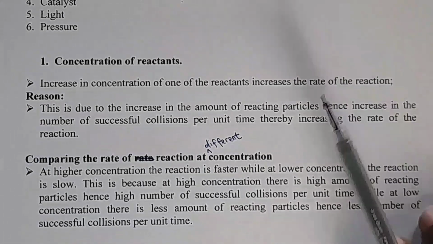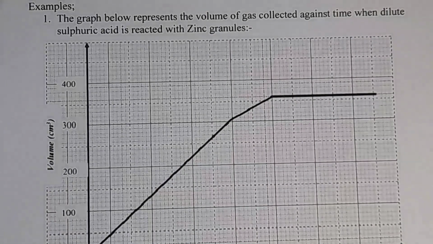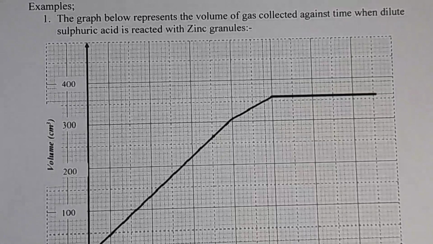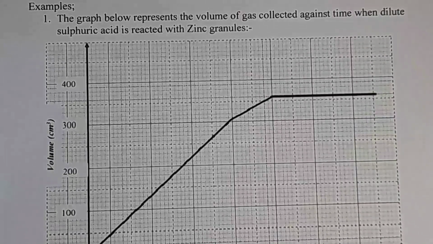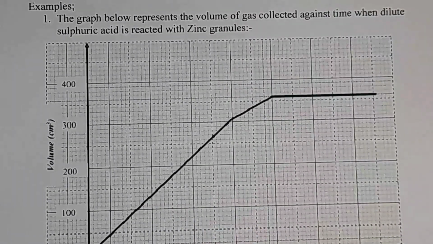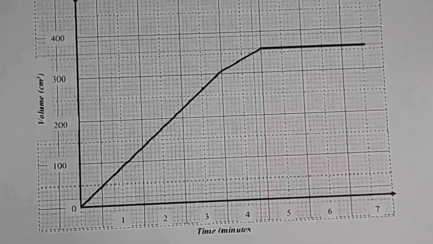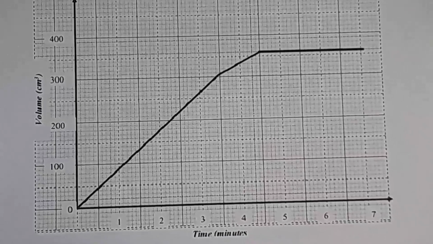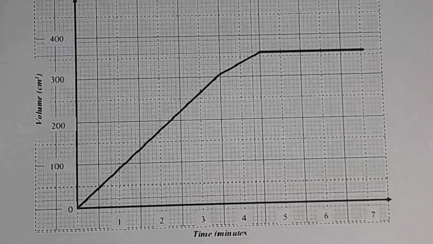Okay, next we are going to go to examples. Example 1: we are told the graph below represents the volume of gas collected against time when dilute sulfuric acid is reacted with zinc granules, or solid zinc. So we have the graph here. On the x-axis we have time, measured in minutes, and on the y-axis we have volume in centimeter cube, that is, the volume of the hydrogen gas produced in cubic centimeters.